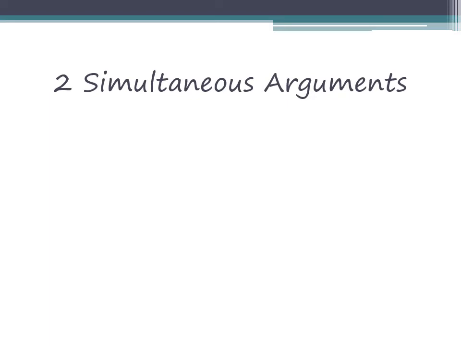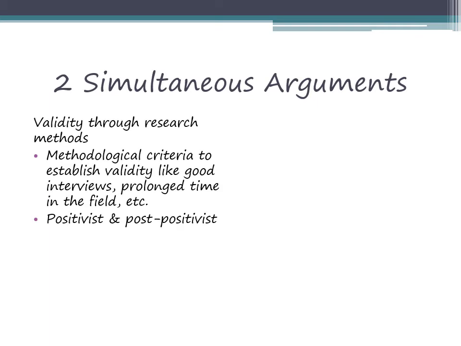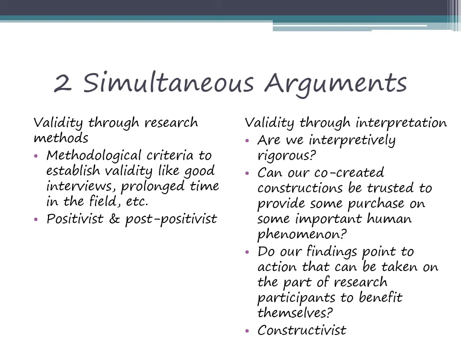Lincoln and Guba explain there are two simultaneous arguments on validity going on. The first, typically found in the positivist paradigm, argues for rigor through the application of the research method. This means there are methodological criteria to be followed during the construction and application of your research methods to help establish the, quote, validity of your study. This argument tells us that there are methodological criteria for quality and rigor. For example, following good formatting for interviews, being serious about your prolonged time in the field and participant observations, developing rich data, etc.